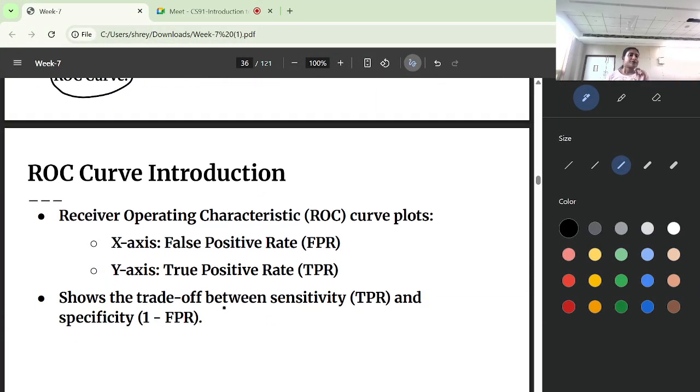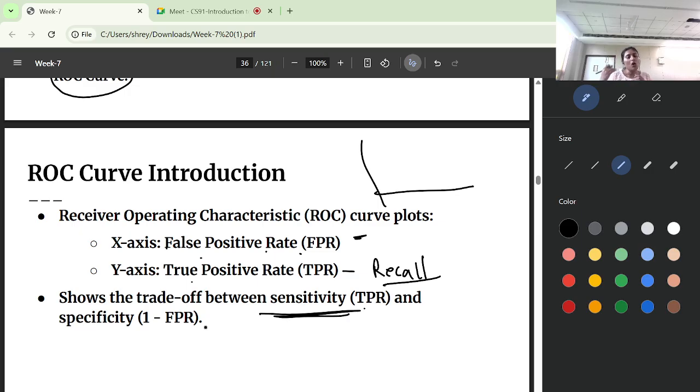So ROC curve, the full form of ROC is receiver operating characteristic. It has two axes, obviously it's a graph: the x-axis and the y-axis. On the x-axis it is false positive rate, and on the y-axis it is true positive rate. True positive rate is sensitivity, and it is also called recall. Sorry, 1 minus FPR is called specificity.